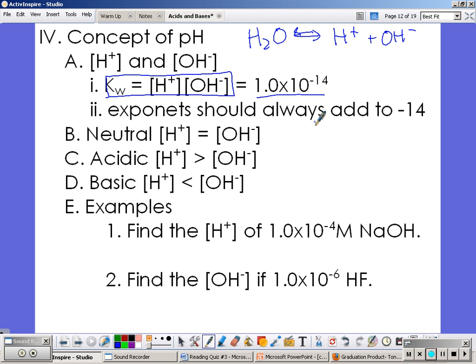If you end up with more hydrogen than hydroxide, or the other way around, that's going to tell you if it's acidic or basic. When they're exactly equal, it's neutral. If you have more hydrogen, it's acidic. If you have more hydroxide, it's basic.